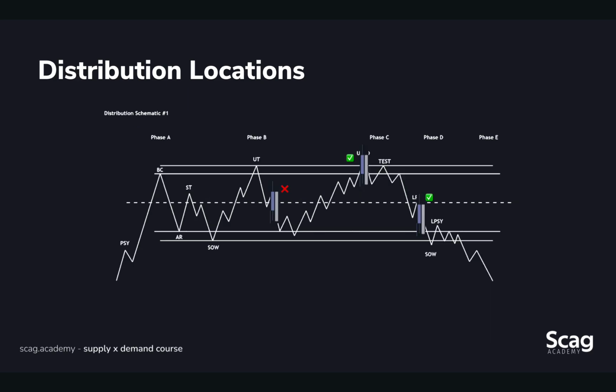Right, so here we have the distribution location, same thing. We have one in the middle of phase B, kind of just no man's land. Now, will you get a reaction off of here? Yeah, possibly. You can even scalp some trades, but it's not the ideal location for an order block. Again, we want it to be in that phase C, that upthrust after distribution environment. We want to see it in that phase D, that LPSY area.